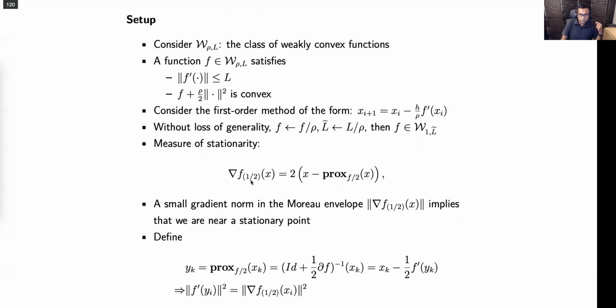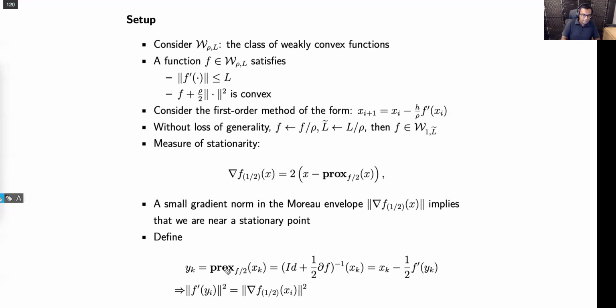So the gradient of the Moreau envelope f_{1/2}, which corresponds to the Moreau envelope smoothness parameter, evaluated at x is equal to 2 times x minus the proximal operator of f over 2 evaluated at x. So the Moreau envelope has this nice property that it is smooth, and a small gradient norm of the Moreau envelope implies that we are near a stationary point. So in a way, this acts as a useful potential function.